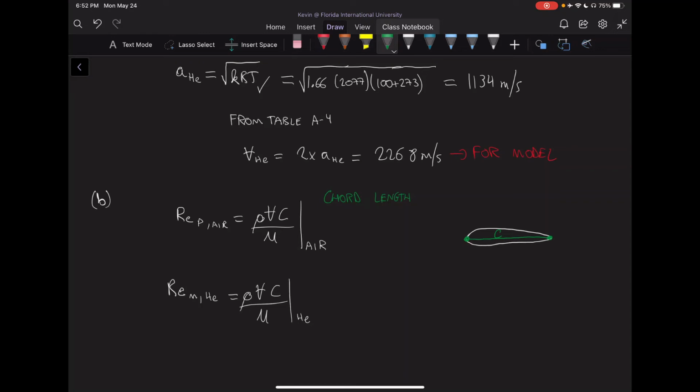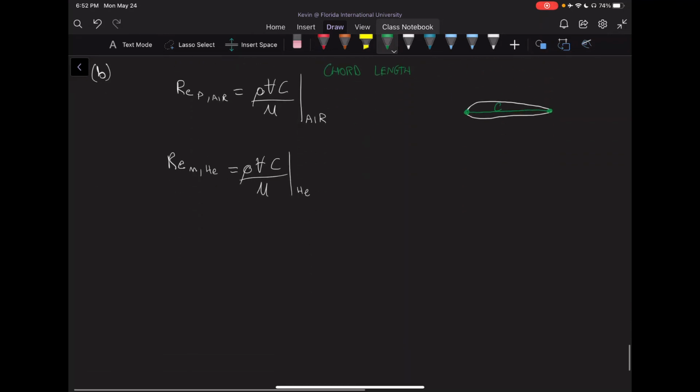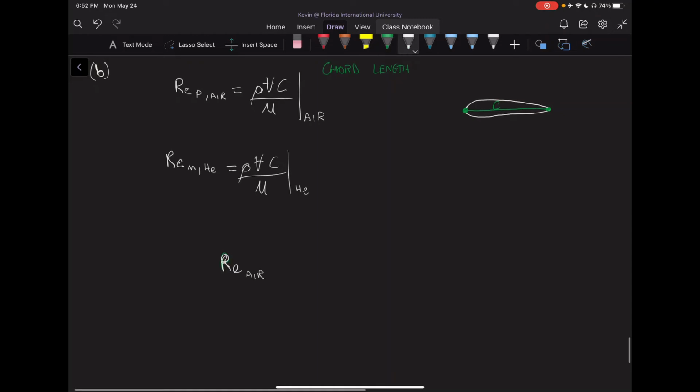So what we have to do is see if Reynolds matches between the two systems. The first thing we can do is work on Reynolds for air. So let's look at the Reynolds for air first. We have that Reynolds for air is equal to rho times V times C over mu for air. And we're going to have to find a bunch of different parameters in order to solve the problem.